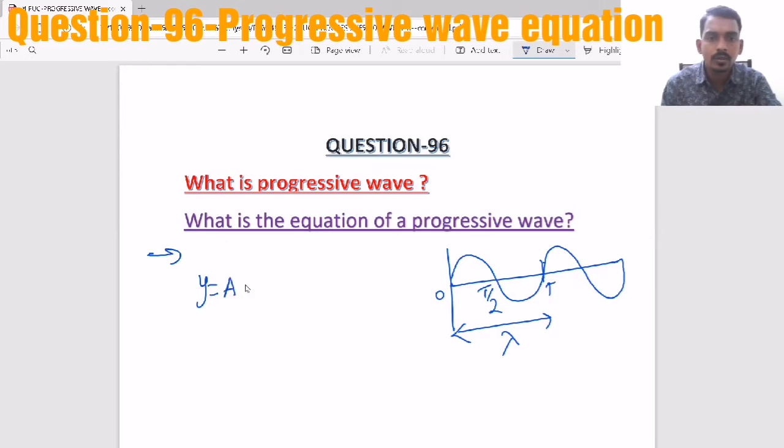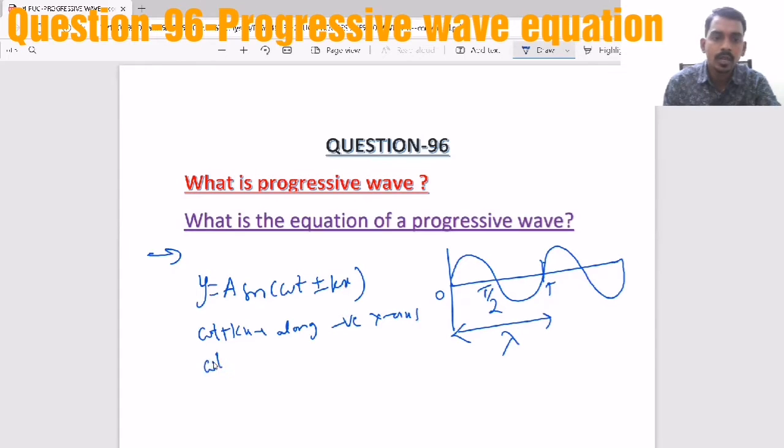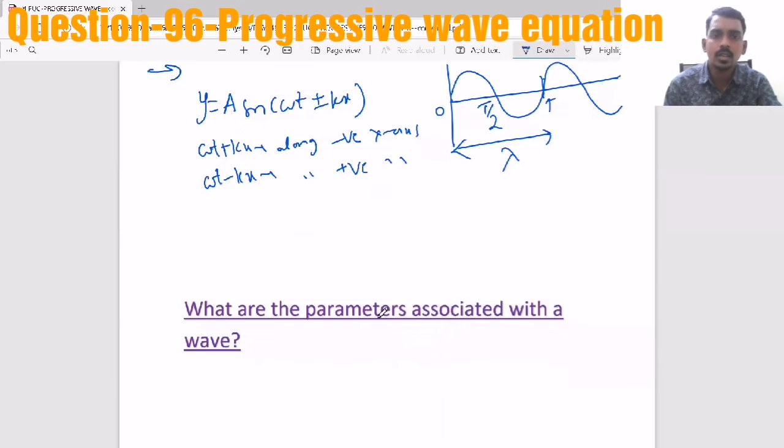And that is y equal to a sine omega t plus or minus kx. Omega t plus kx means the wave travels along the negative x-axis, and omega t minus kx means along the positive x-axis. That is the general equation of a wave, I mean the displacement of a wave, where A is the amplitude.